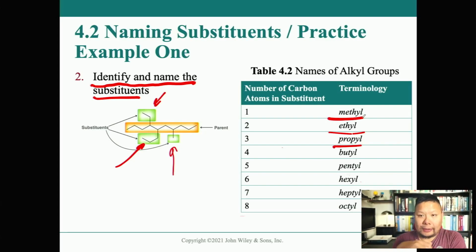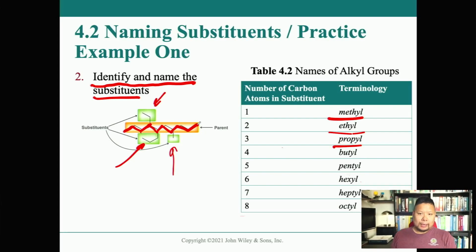Remember that the parent chain is the longest chain, and substituents are anything that comes off of that parent chain. You name the parent chain by the number of carbons. For this one it would be 1, 2, 3, I miscounted again, 1, 2, 3, 4, 5, 6, 7, 8, 9, 10. So that's a decane. And then you have the substituents on there too, which we already named before.